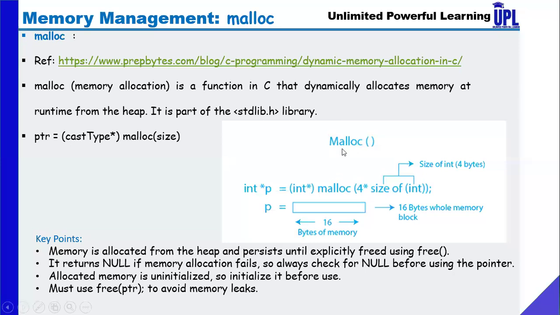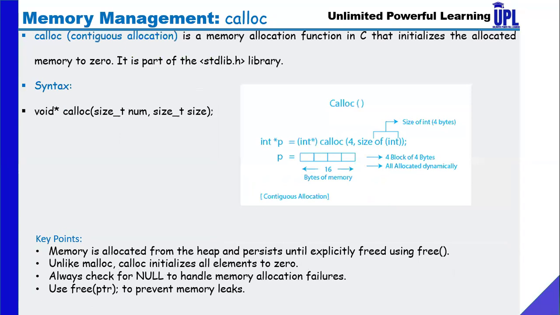Malloc is of whichever data type pointer it will point to, 4 into size of int. That means if it is an integer type of 4 bytes, 4 into 4 bytes, 16 bytes of memory will be allocated. This is uninitialized memory, so we have 16 bytes of memory before using it.